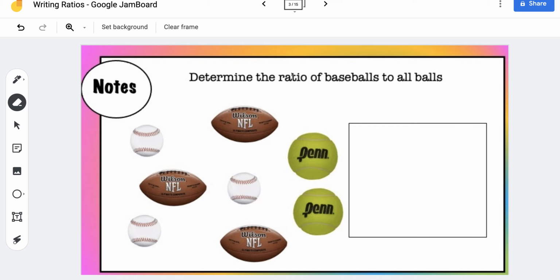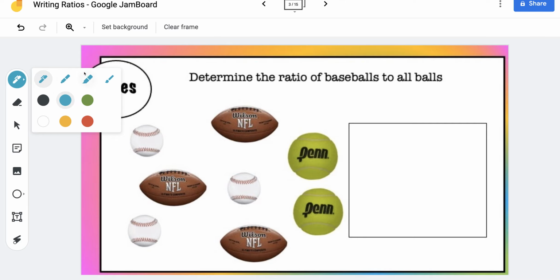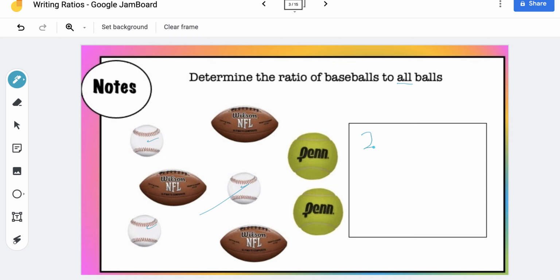So the key word for this problem here, and come over here and grab a marker or a pencil, the key word here is all. So determine the ratio of baseballs to all balls. Looks like we have a total of 1, 2, and 3 baseballs. So I'm going to put a 3 right here.